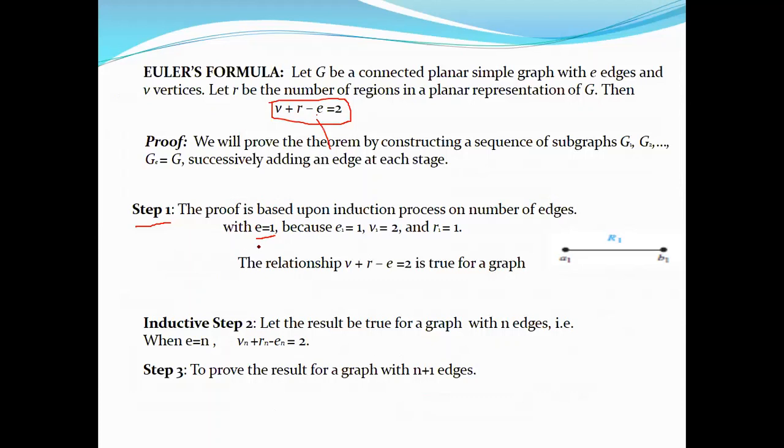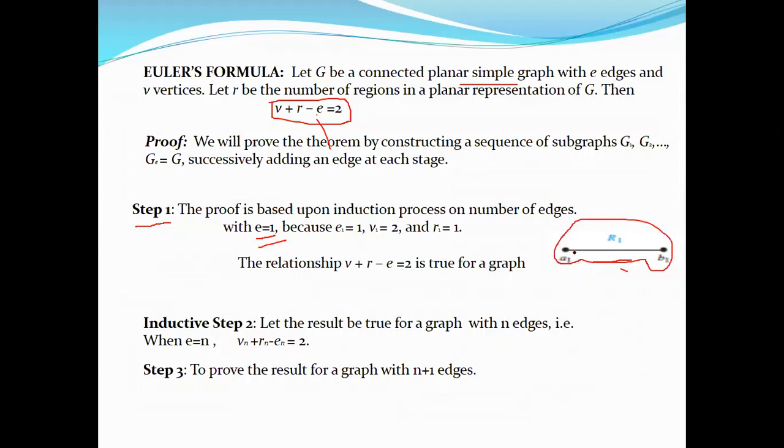For E equal to 1, we are starting from E equal to 1. When the edge count is 1, the condition is that it should be a simple planar graph. Simple means no loop, no parallel edge, and planar means without intersection of edges. With E equal to 1, only one option is there, and the graph can be drawn in this way only.